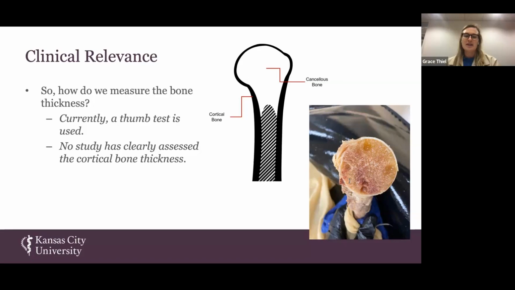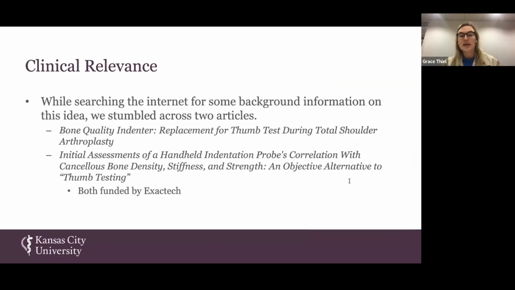We also have come across no clear study that has assessed cortical bone thickness just by itself. To us, this was interesting as it clearly relates to the implant devices that are used per procedure. So we wanted to look at that.